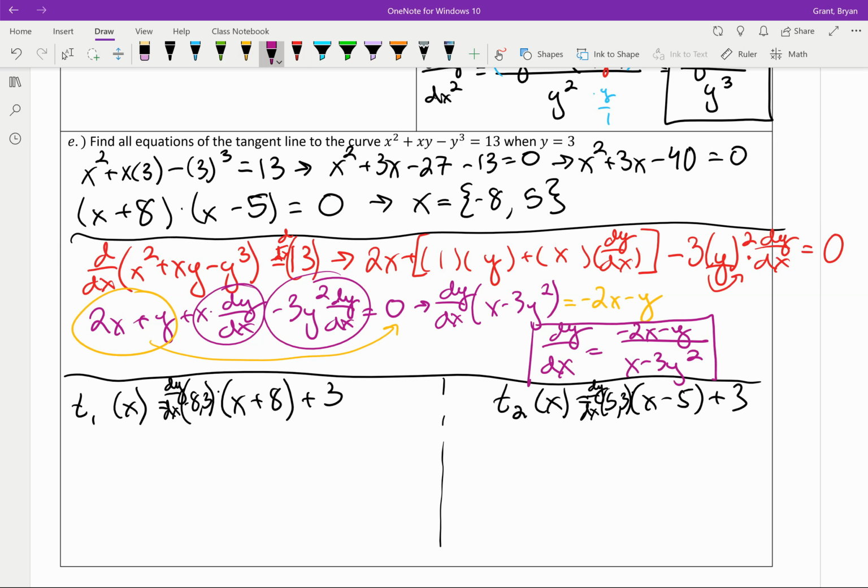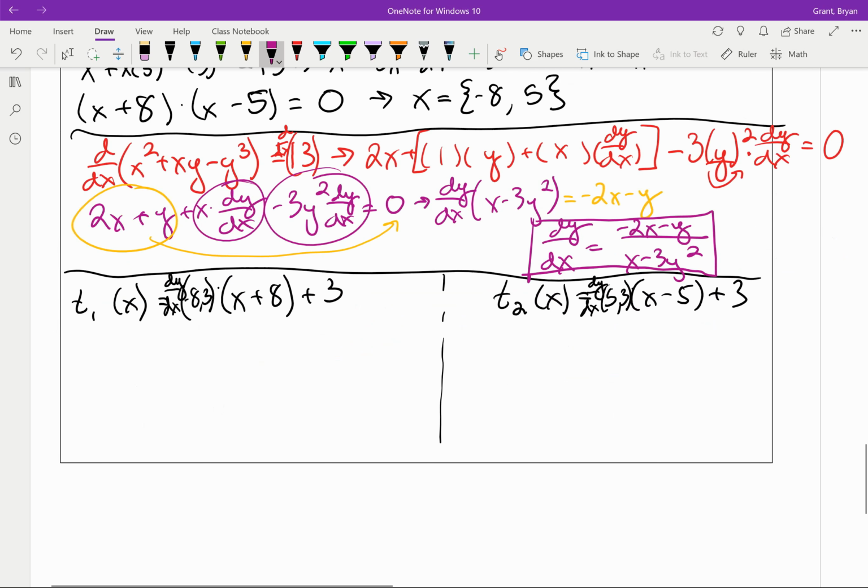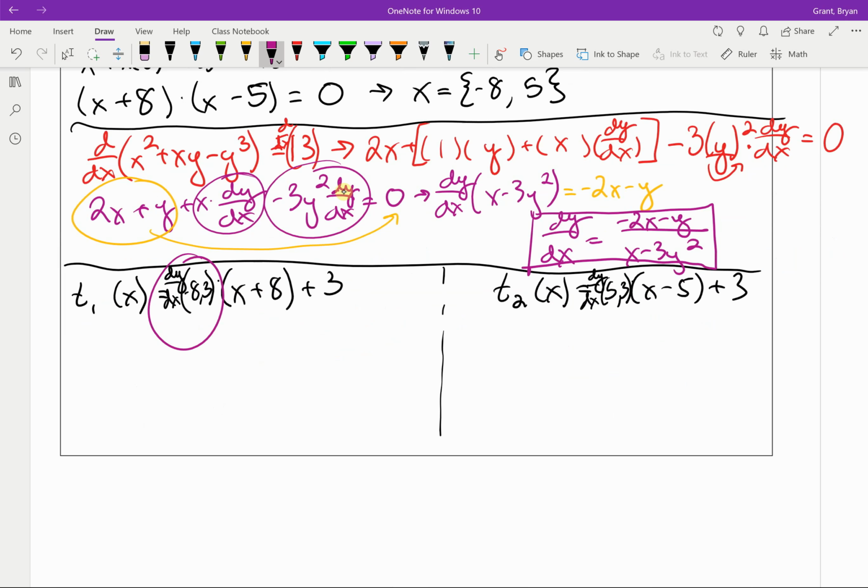Sorry for all the small space here. You might just use a separate piece of paper, but that's fine. There's my derivative. How does that derivative help us? Well, we need to find the value of the derivative at these two points. So here we go. We need to find dy/dx at negative 8.